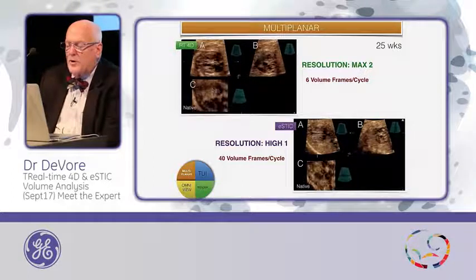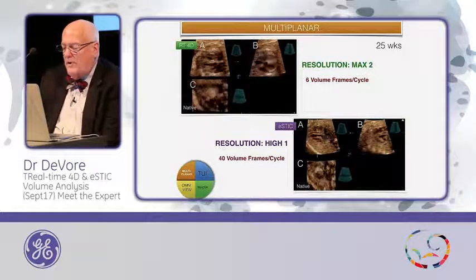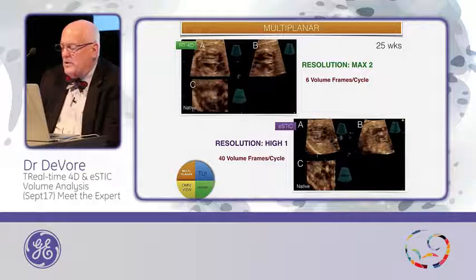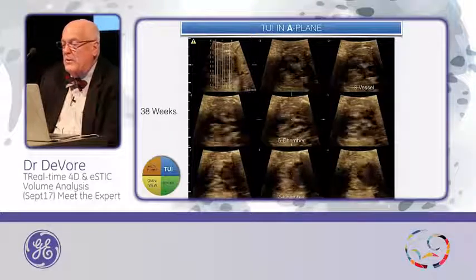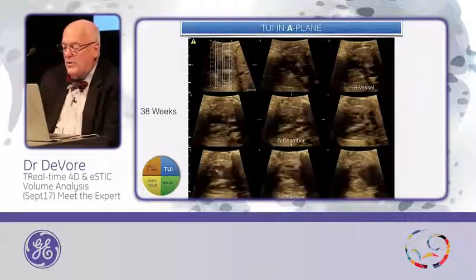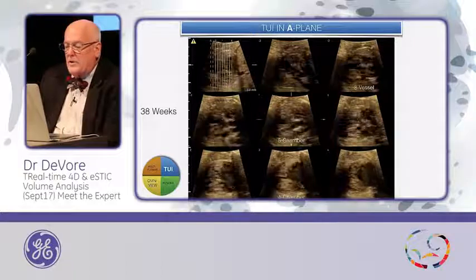I've now picked up what's called the interventricular septum en face, and you have a chance to see the wall in its entirety. Here we have the eSTIC, again, a little bit higher resolution, but again, look at the B and the C planes. Here's a nice traditional TUI in the A plane. We see high resolution in this particular image.